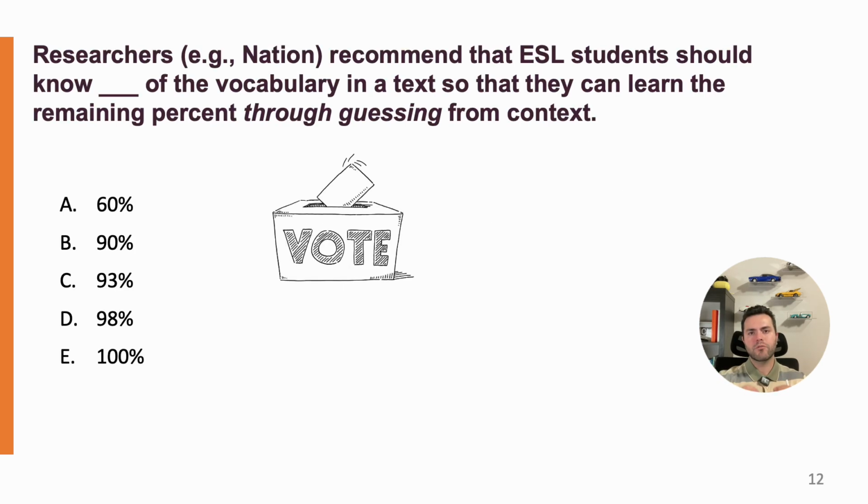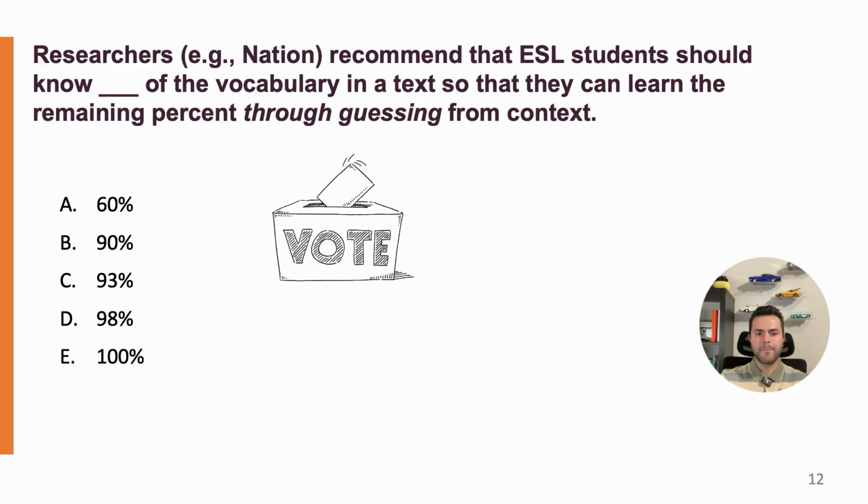So we've seen how your brain can fill in the blanks when it comes to scrambled letters or unfamiliar words. Now let's talk about how much vocabulary knowledge is actually needed before guessing from context becomes effective. Here is a quick question for you. According to researchers like Nation, what percentage of words in a text should an ESL learner already know to be able to guess the rest from context? So you may think about that and share your response in the chat or in the comments on YouTube.